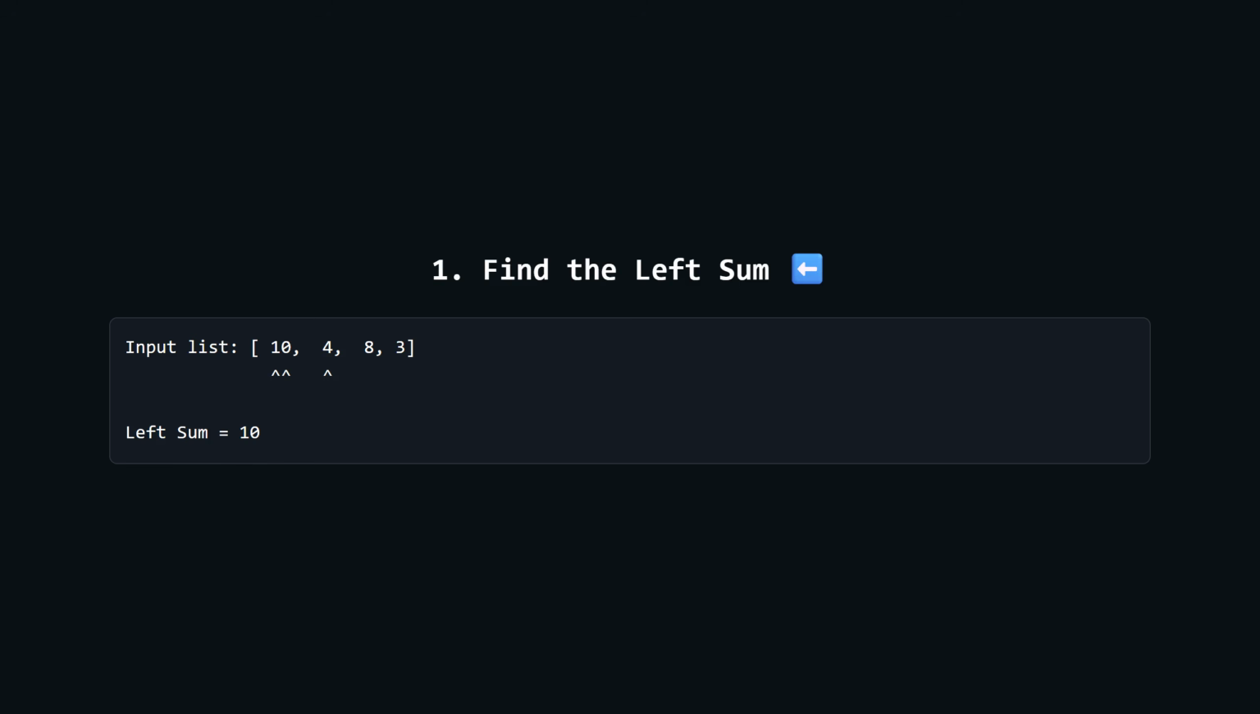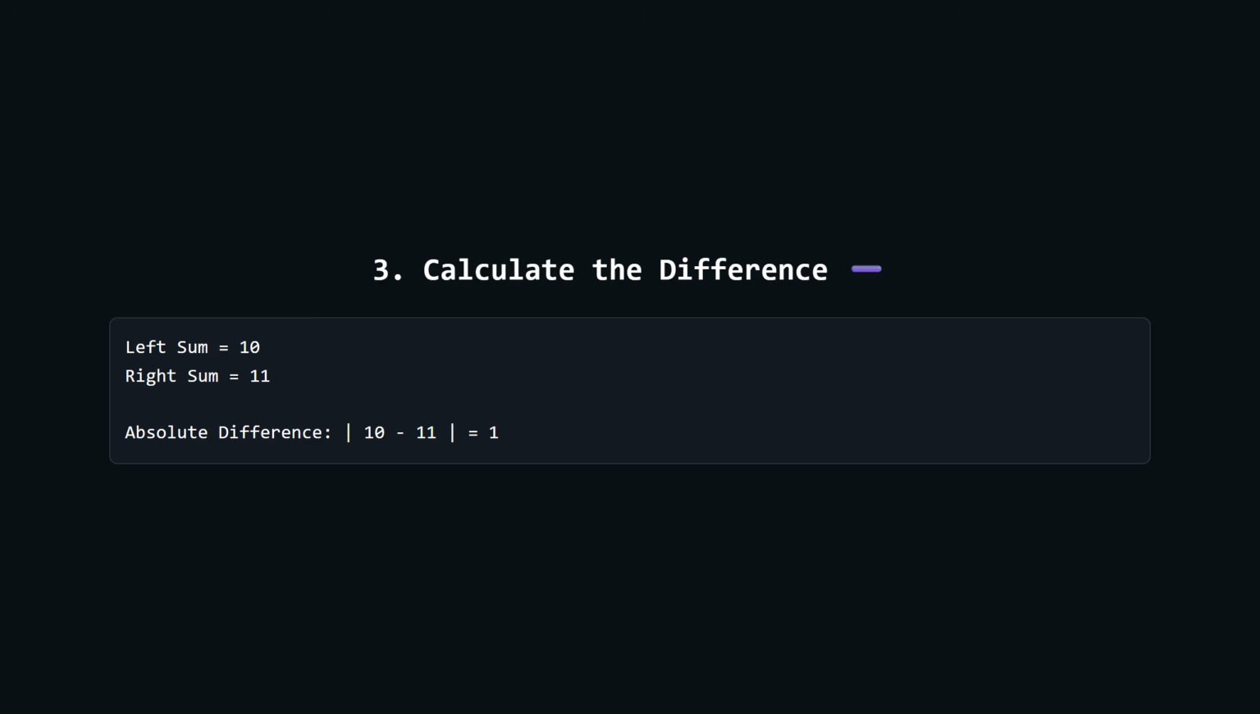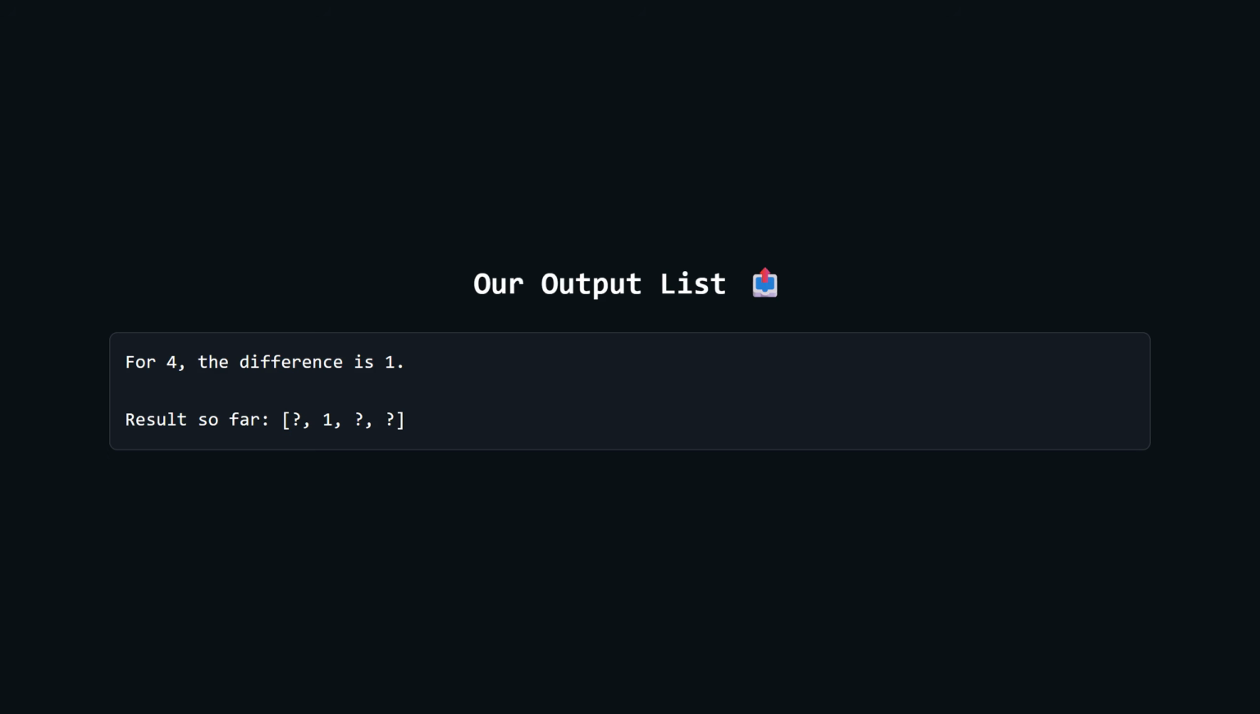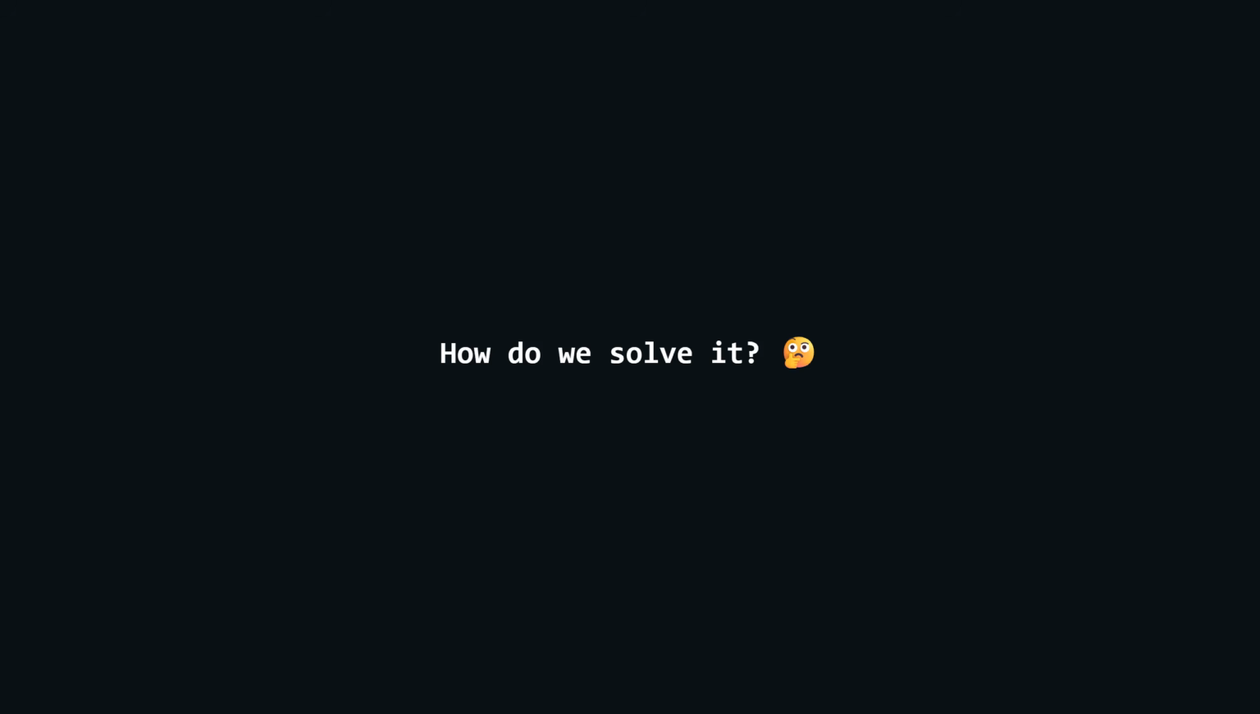For the 4, there is only one number to the left, which is 10. So our left sum is 10. Next, we find the sum of all the numbers strictly to its right. For the 4, that is 8 plus 3, which gives us 11. Finally, we subtract the right sum from the left sum, and we take the absolute value so it is always a positive number. 10 minus 11 is -1, so the absolute difference is simply 1. We do this calculation for every single position in the array, and we return a brand new list containing all those differences. So how do we actually code this?